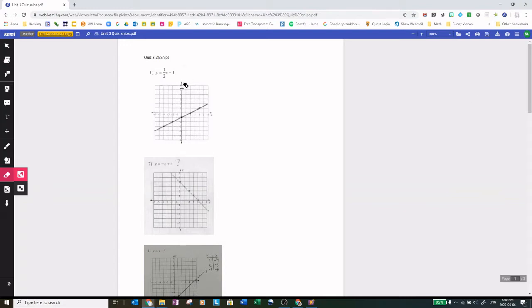This person who did this, it looks to me like they've used the slope-intercept form to graph this. They started at the y-intercept of -1, and then they counted the slope of up 1 and over 2 and put a dot up 1 and over 2. And then when they draw their line, they're making sure that it's going through the lattice point.